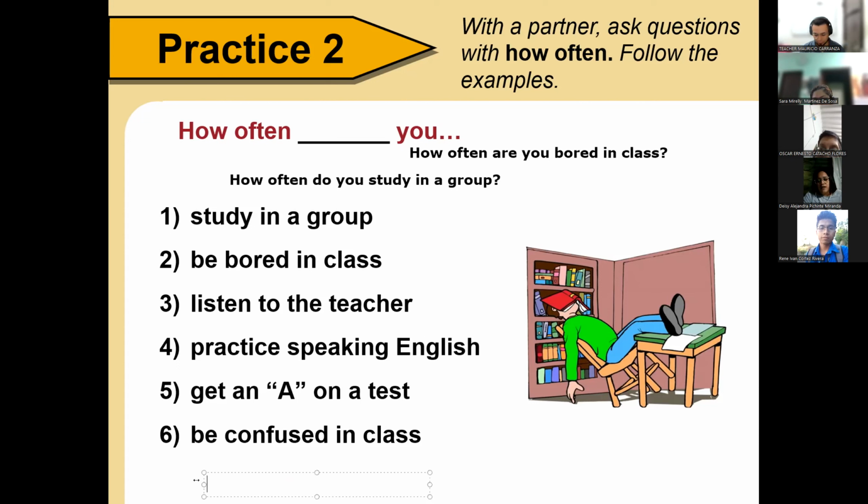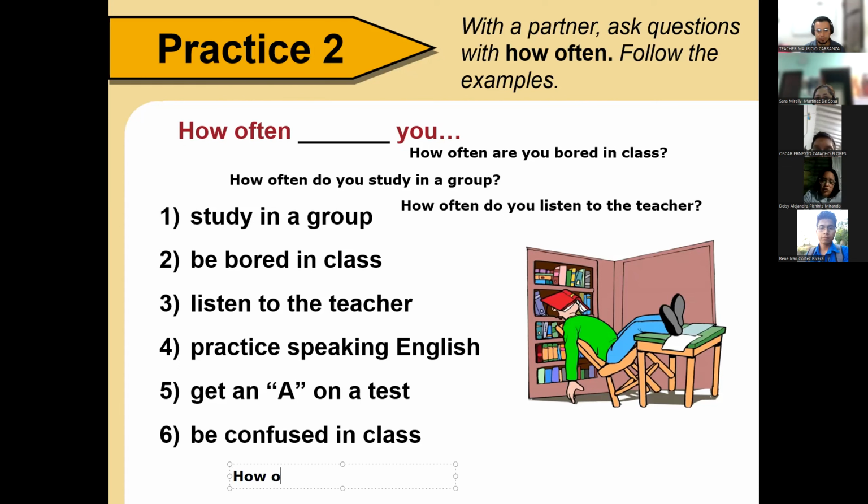How often are you listening to the teacher? Are you? You sure? Do you? I'm sorry. Do you? Yes. How often do you listen to the teacher? I always listen to the teacher, you say. Yes. Practice speaking English.